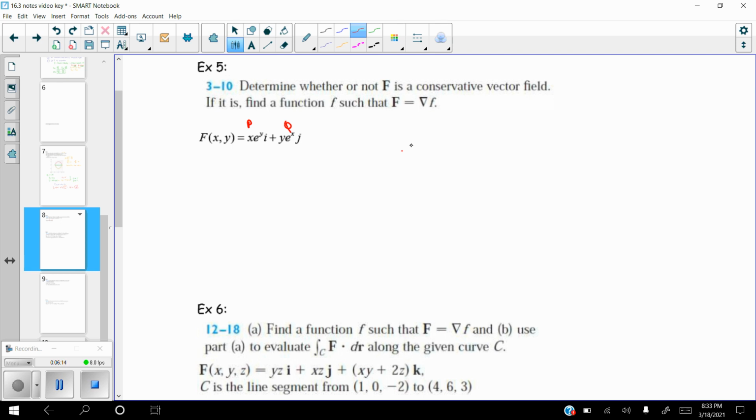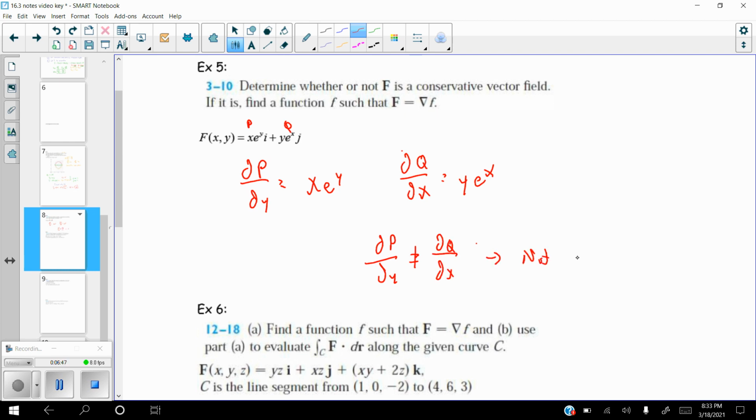So it's dP/dy, the derivative of P with respect to y. Well, the derivative of e to the y is still just e to the y, so it's x e to the y. The derivative of Q with respect to x, again, the derivative of e to the x is e to the x, so that's going to be y e to the x. These two things do not equal each other. dP/dy is not equal to dQ/dx, which means not conservative.